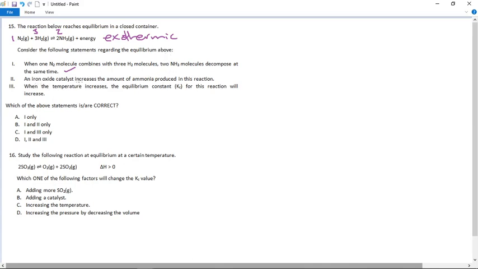An iron oxide catalyst increases the amount of ammonia produced. No, a catalyst does nothing to the yield. It just makes you reach equilibrium faster, so that is wrong.